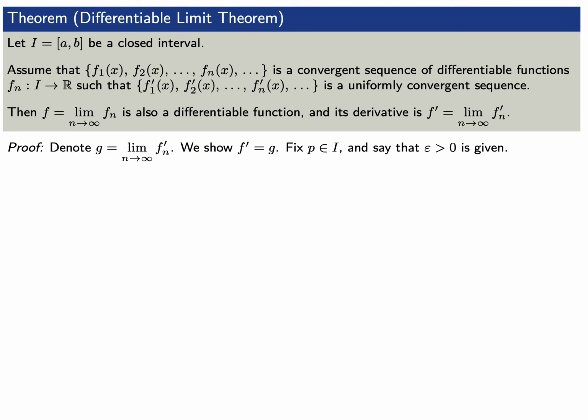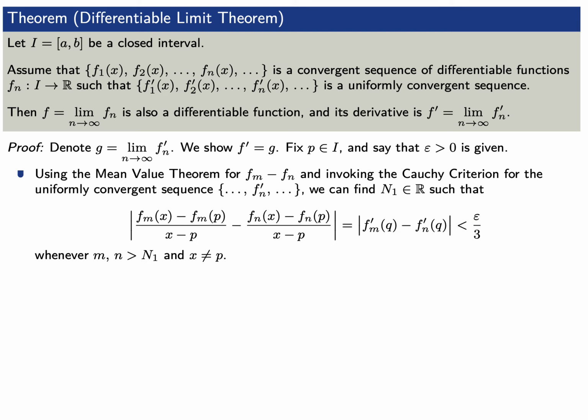Denote g as the limit of the f n primes. We're going to show that our limit f has derivative f prime, which is g. To this end, let's fix the point p in our closed interval and say that a positive epsilon is given. We need to discuss 3 inequalities.